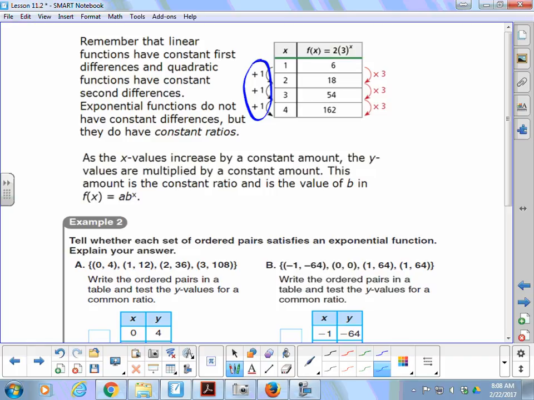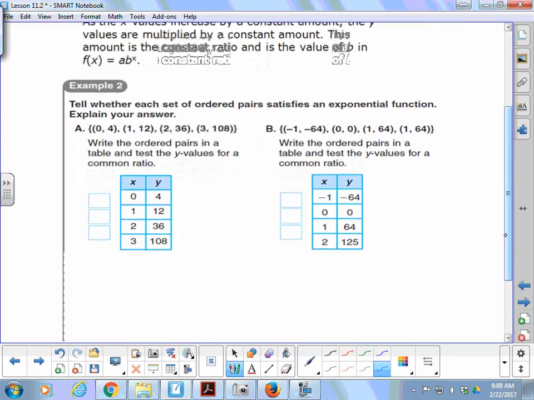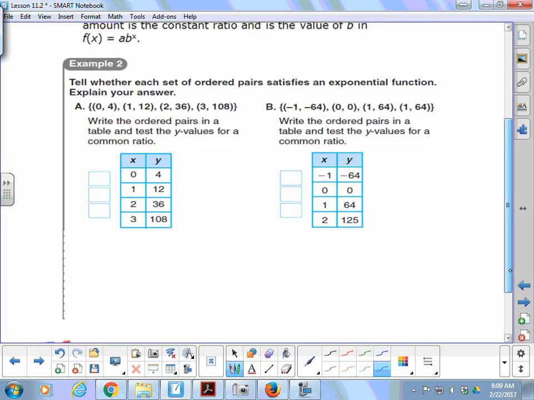So if we did 162 divided by 54, then that would equal 54 divided by 18, which equals 18 divided by 6. So these ratios are all going to have to be the same. When I think about them, I always start with the last one and work my way backwards. It makes it easier that way because you're always supposed to do the next one divided by the previous one. So here we have two examples, and we want to see if they represent exponential functions. The first thing you need to do is check your x's. Make sure the x's are all changing at a constant rate.